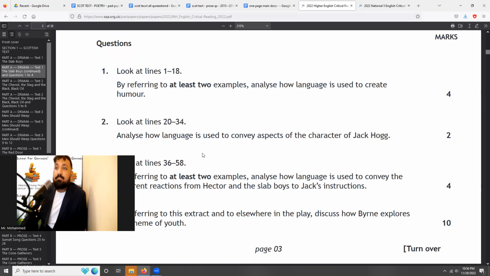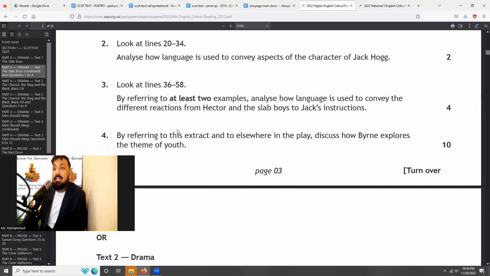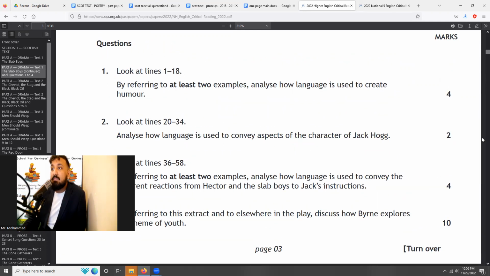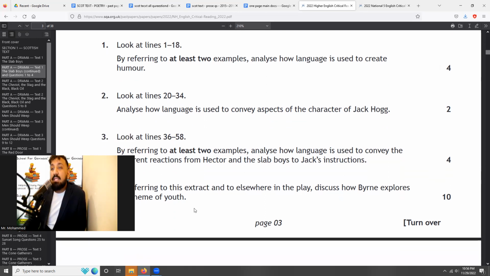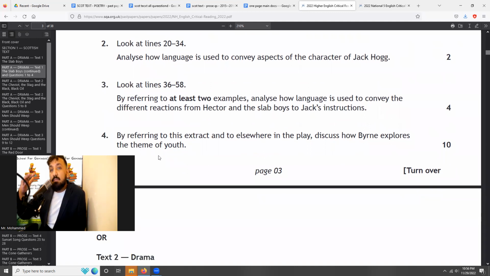You get the point. The first half, the first 10 marks, come from the questions on the extract. The second half, the second 10 marks, come from what is called the comparison question. At National 5 it's called the 8-mark question, and at Higher it's called the 10-mark question.